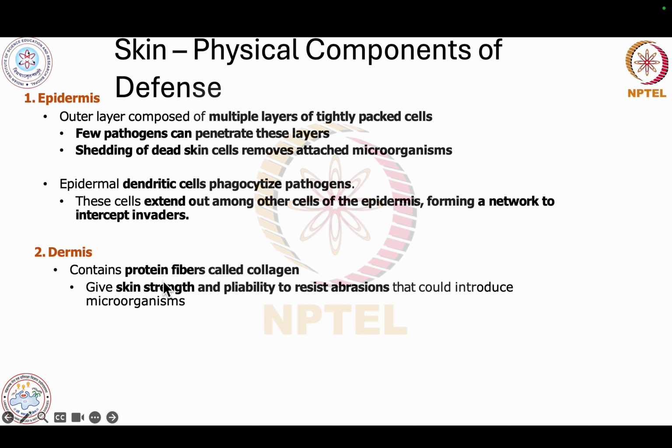The dermis contains protein fibers called collagen, which give skin strength and pliability to resist abrasions that could introduce microorganisms.